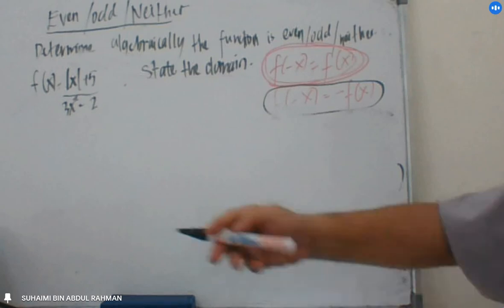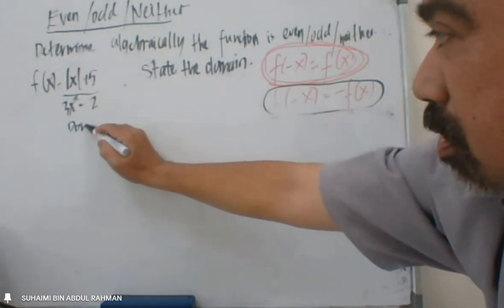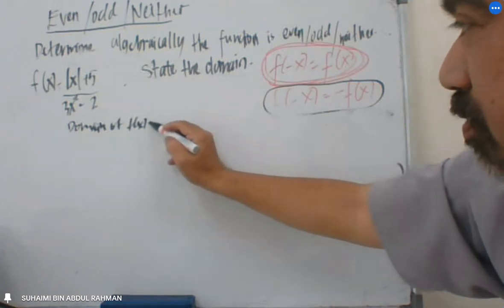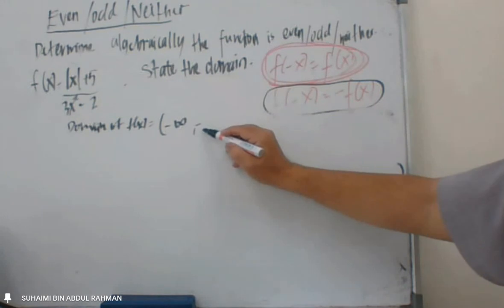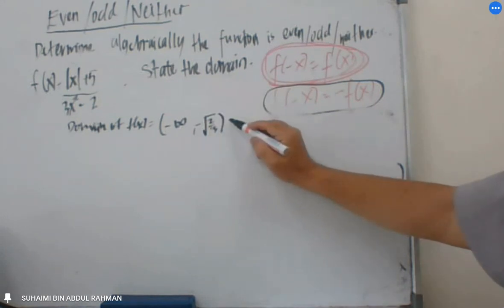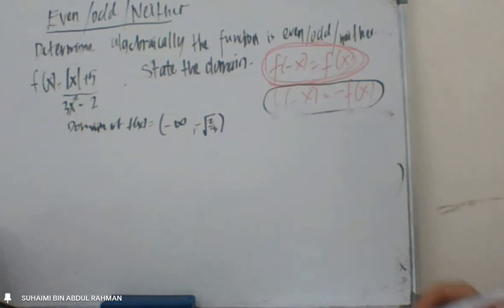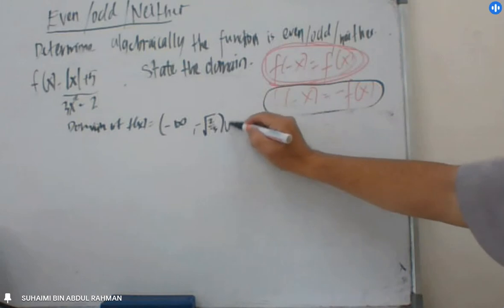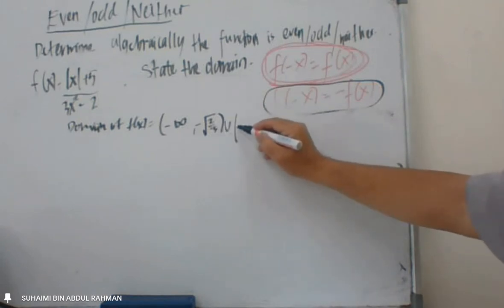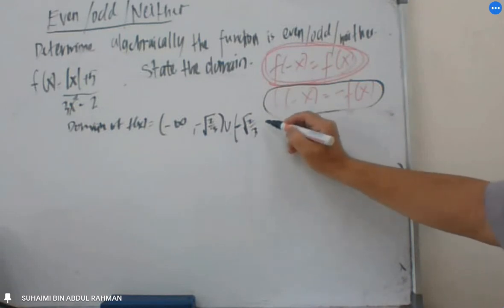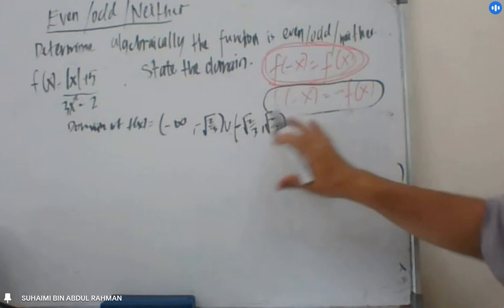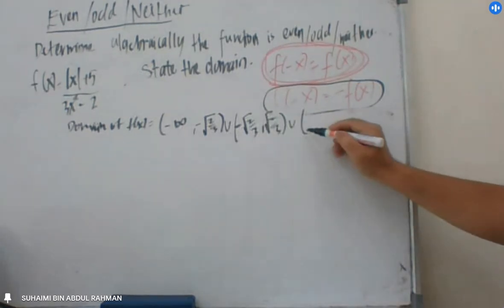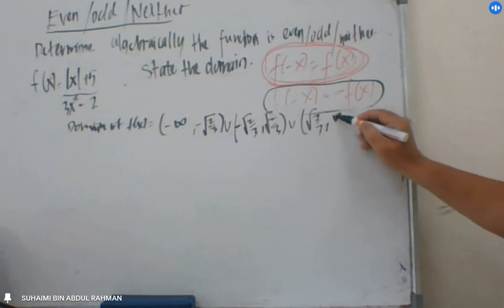What can we write as the domain? Domain of f(x) is minus infinity to negative square root of 2 over 3, union negative square root of 2 over 3 to square root of 2 over 3, union square root of 2 over 3 to infinity. Because any number in between can be included. Only these two numbers cannot.